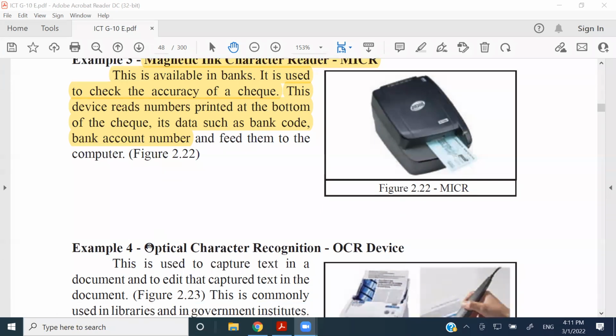Okay, if you are done with magnetic ink character reader, write about OCR as well.